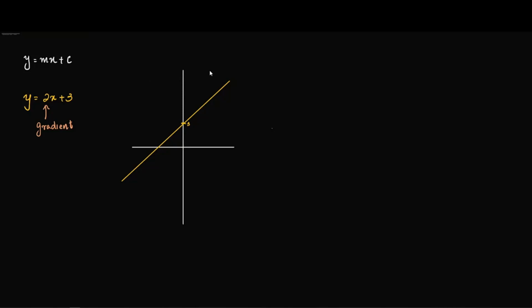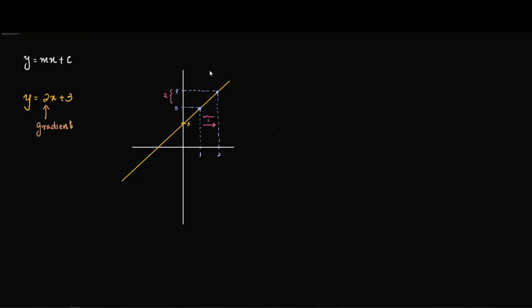For example, if I take 2 points on this graph, let's say x equals 1, y equals 5, and then x equals 2, y equals 7. Now if you see here, when x increased by 1 unit, from 1 to 2, y increased by 2 units. That is what is meant by the gradient. The gradient tells you how much y moves as you move x by 1 unit.